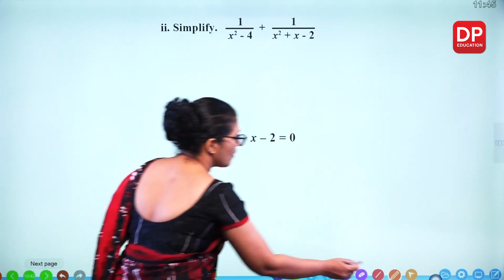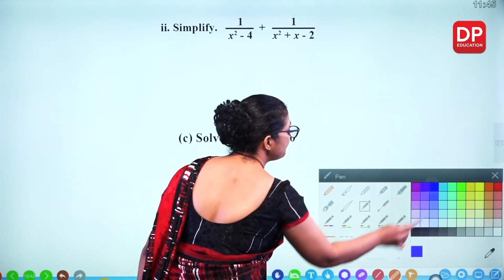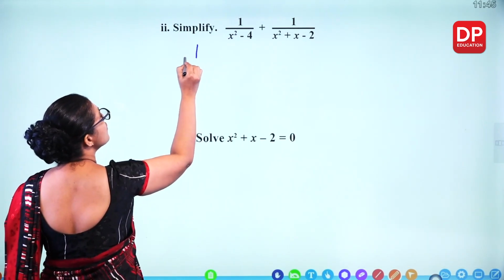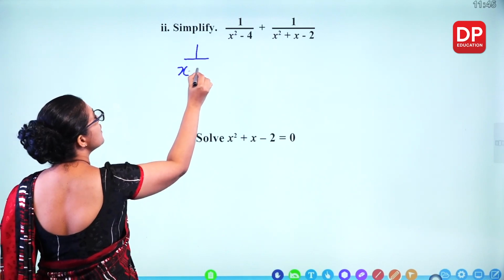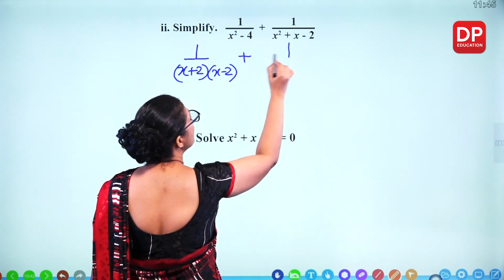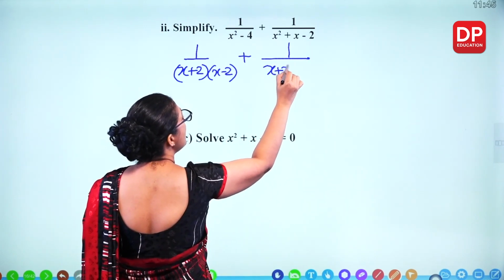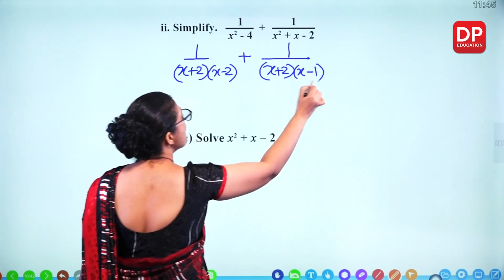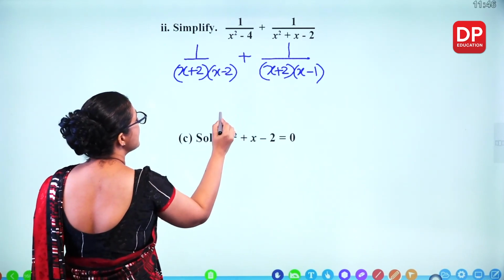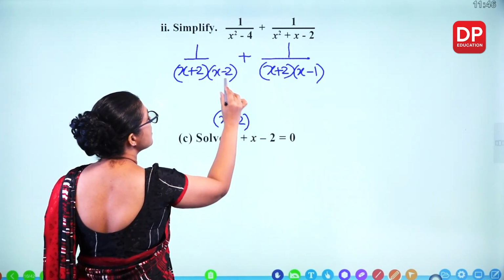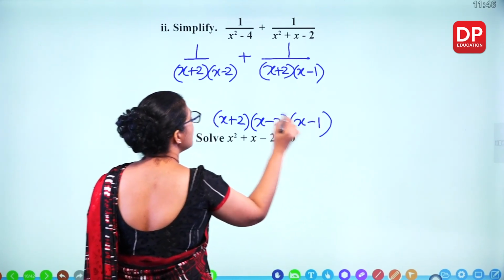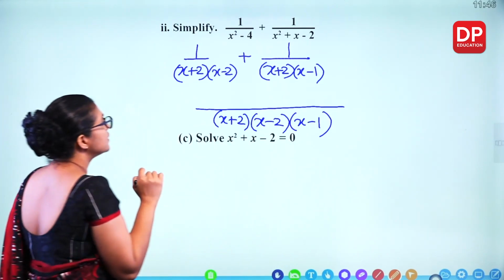Now let's take part 2. Algebraic fractions. Now we did these two before, factorized. So we are asked to simplify. So what are the factors we got before? X plus 2 and x minus 2. What about this one? We got x plus 2 and x minus 1. Now find out the lowest common multiple. X plus 2 is there, and x minus 2 as well as x minus 1. So that's the lowest common multiple.